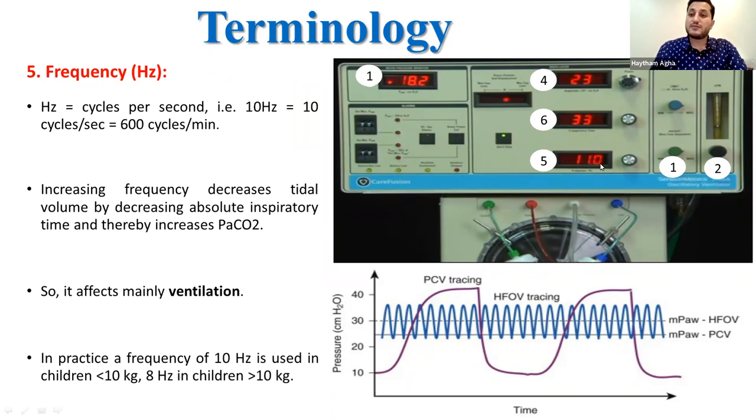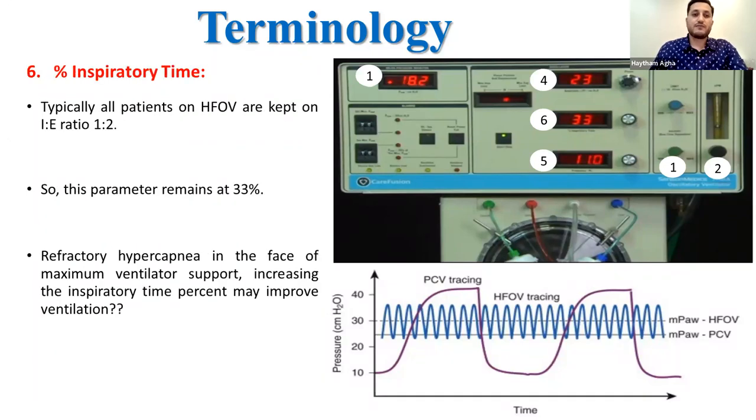Frequency, this is the parameter here. Roughly, we use a frequency of 10, especially if the patient is less than 10 kg. In older children, more than 10 kg, we use a frequency of 8. And as we mentioned before, increasing frequency will increase the CO2. And inspiratory time is an almost fixed parameter. We use 33%, which means that the IE ratio is 1 to 2.